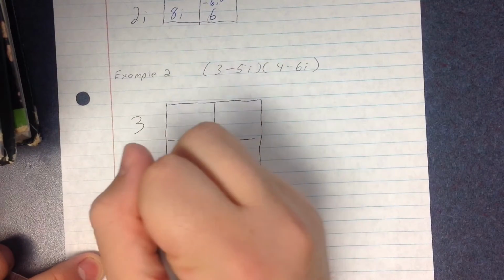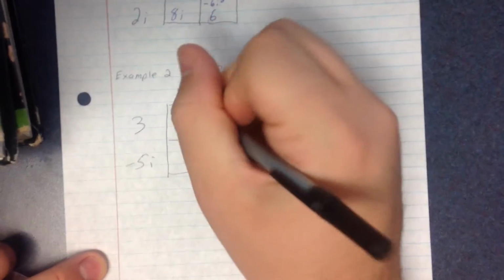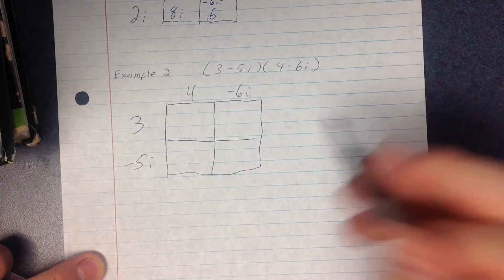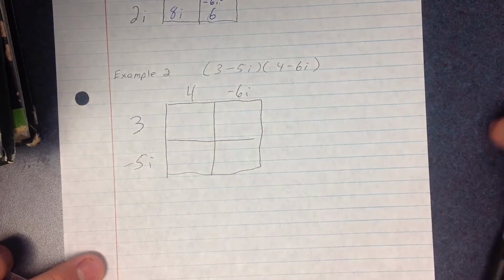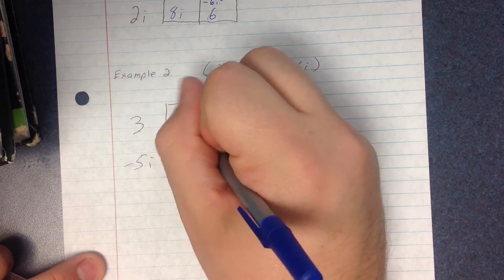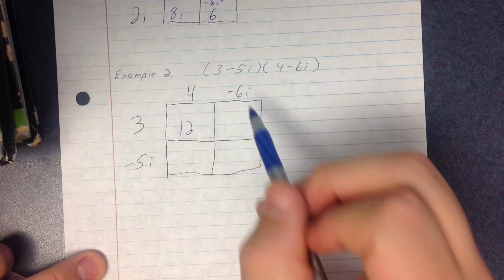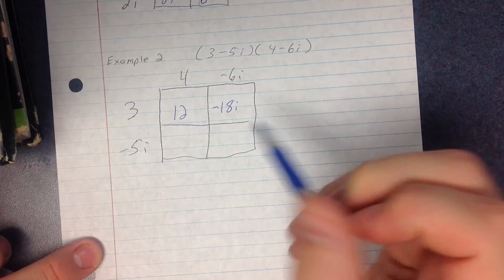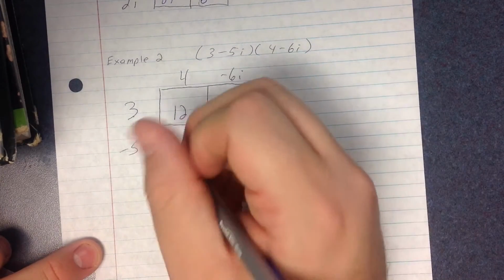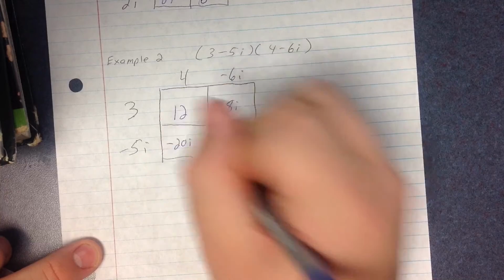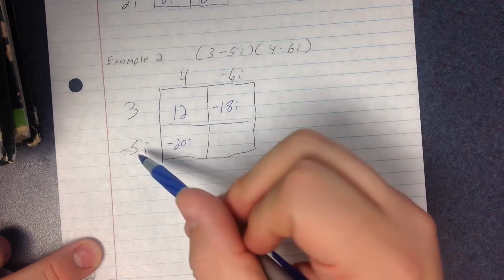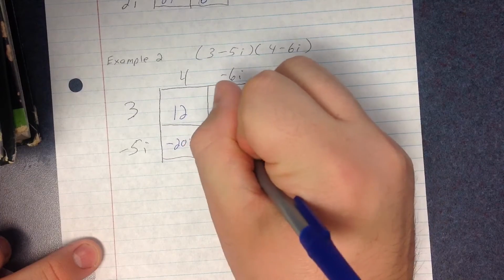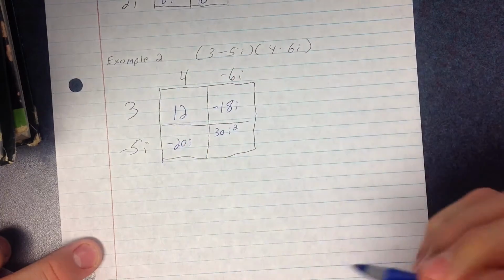So we got 3 minus 5i, 4 minus 6i. So 3 times 4 is 12. 3 times negative 6i is negative 18i. Negative 5i times 4 is negative 20i. Now, negative 5i times negative 6i is positive 30i squared.